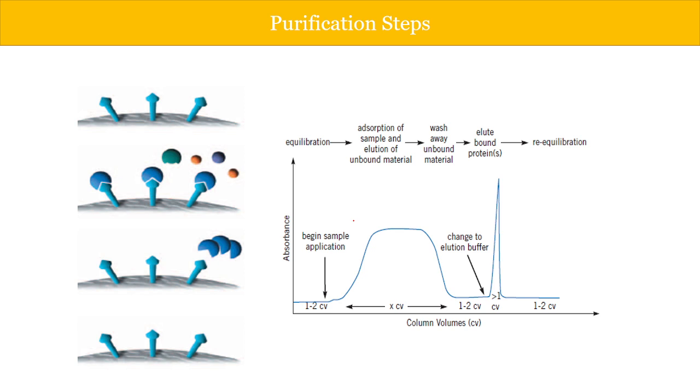Then another time you go for 1 to 2 column volumes of your washing process, such that all of the contaminants or the unbound proteins are removed, and then you start your elution process where you change your buffer or you change the composition. Now you do not know how much column volume you would require, so this can happen in an isocratic medium, or you can undergo a gradient where the composition would be changing in a gradient, in a percentage wise.